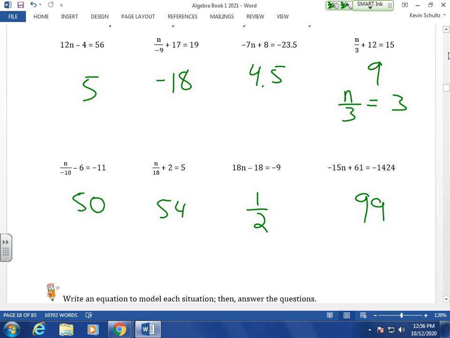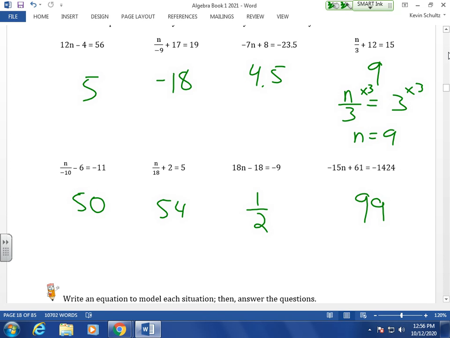Because the correct way to solve this would be to multiply both sides by 3, and n ends up being 9. And if you did put 1, hopefully you would have caught yourself when you plugged it back into the equation and saw that it would not work. However, 9 does, because 9 divided by 3 is 3. 3 plus 12 is 15.